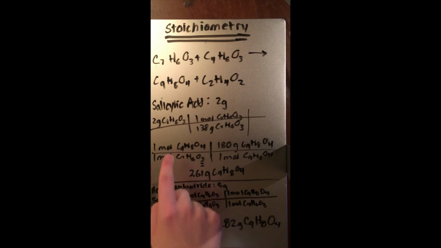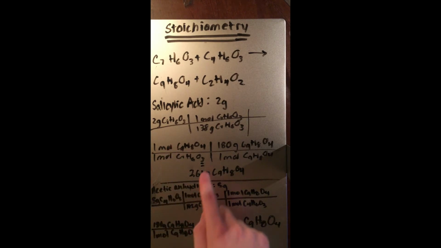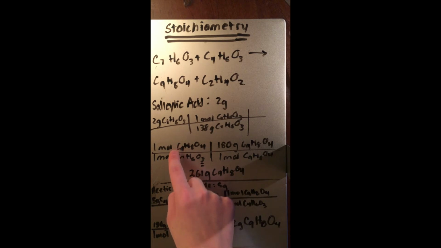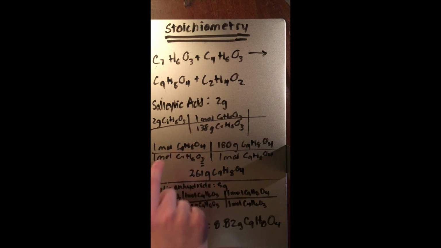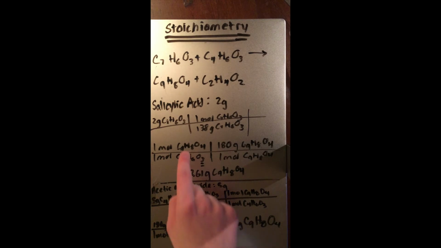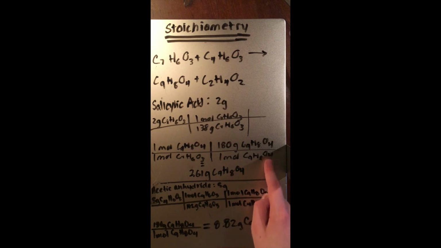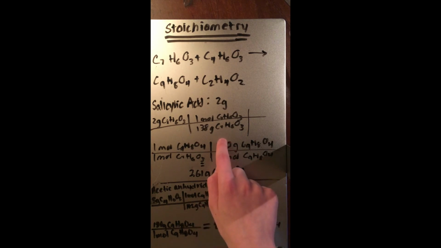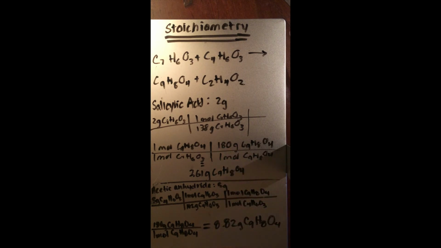Then, convert 1 mole of salicylic acid to moles of the unknown, which is acetyl salicylic acid, using the mole ratio found in the balanced equation. This ratio is 1:1 because the coefficients of salicylic acid and acetyl salicylic acid, or aspirin, are both 1. Then convert 1 mole of acetyl salicylic acid to grams of acetyl salicylic acid by using the conversion factor 180 grams per 1 mole. This comes out to be 2.61 grams or 2,610 milligrams.